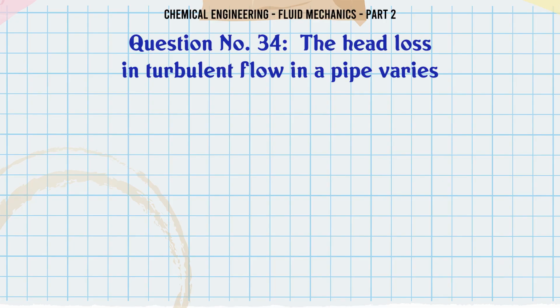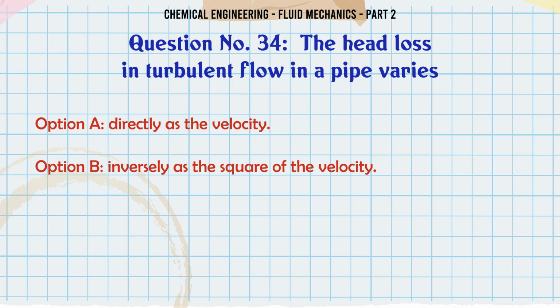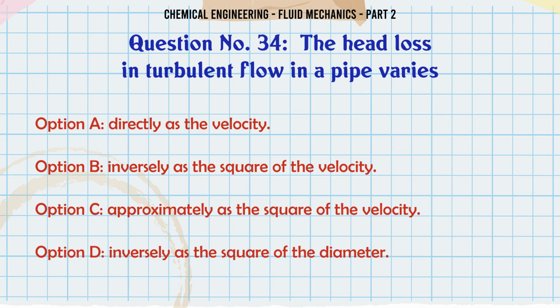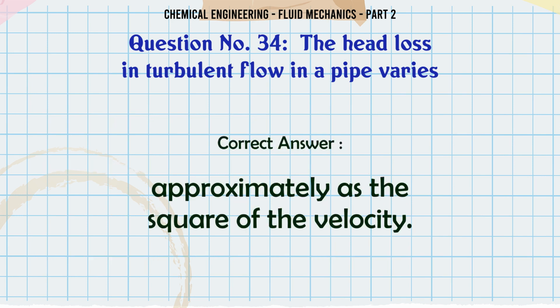The head loss in turbulent flow in a pipe varies A. Directly as the velocity. B. Inversely as the square of the velocity. C. Approximately as the square of the velocity. D. Inversely as the square of the diameter. The correct answer is approximately as the square of the velocity.